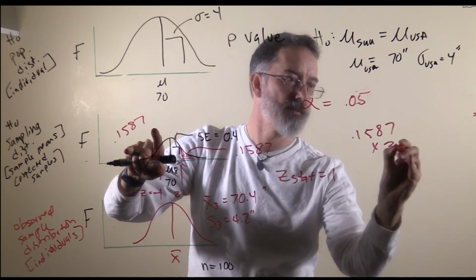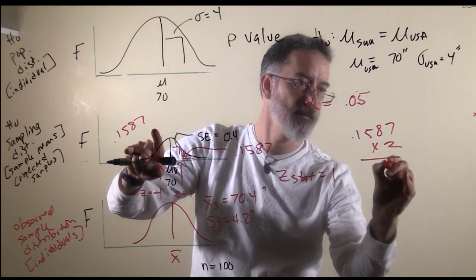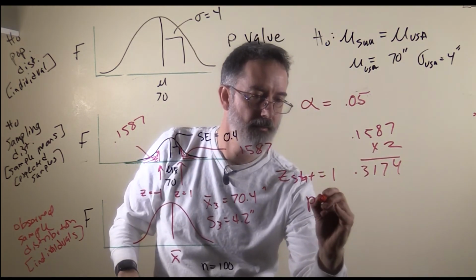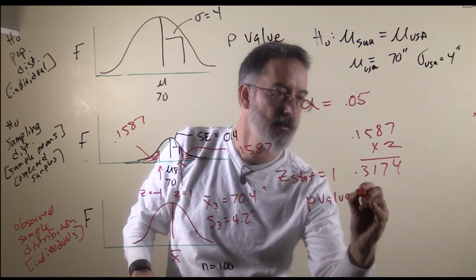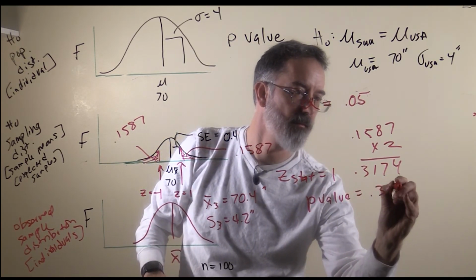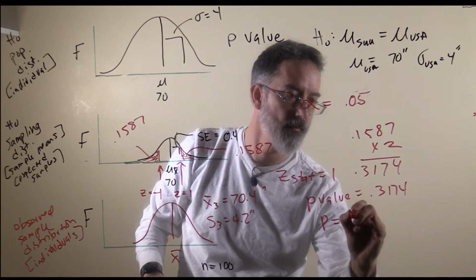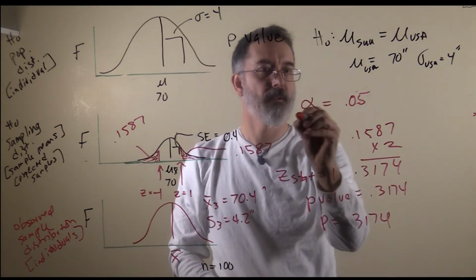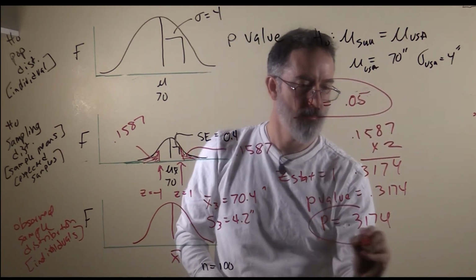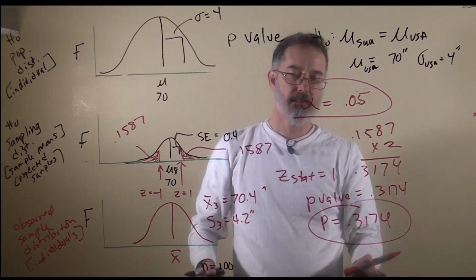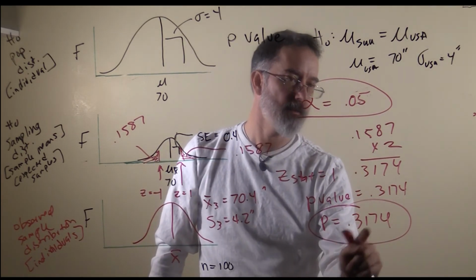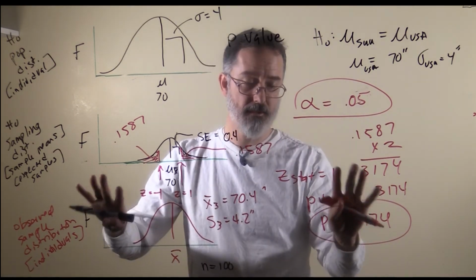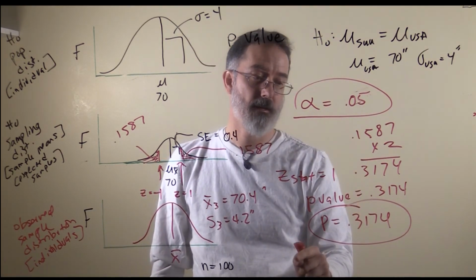0.1587 times 2 is 0.3174. So now our p-value equals 0.3174. We could have just written p equals 0.3174. Those mean the exact same thing. Okay, so we need to compare alpha with our p-value. And in this case, our p-value is larger than our alpha. So in this case, if this is what our results were like, we would fail to reject the null hypothesis.